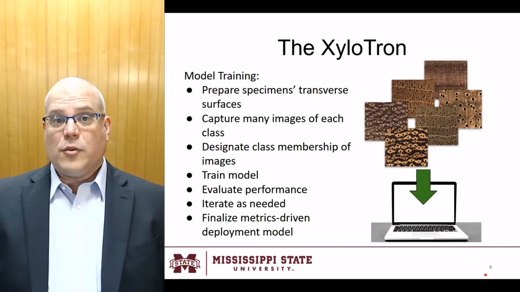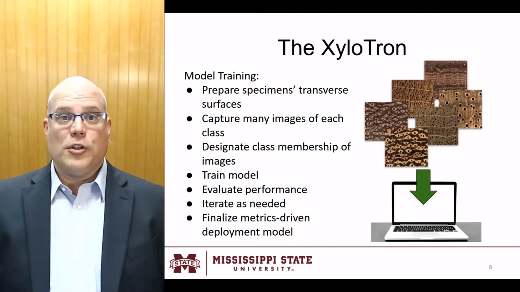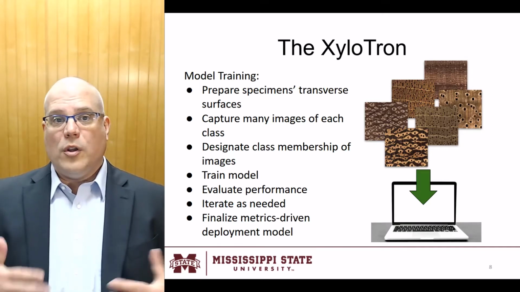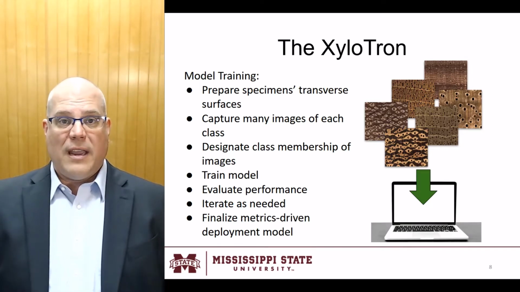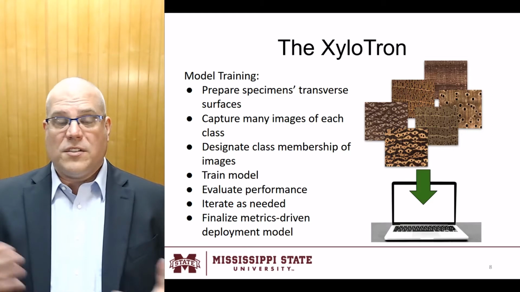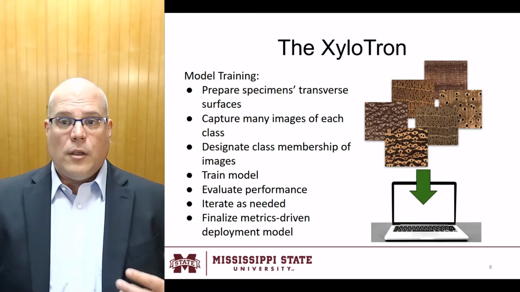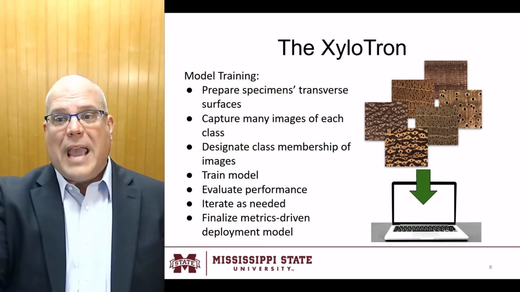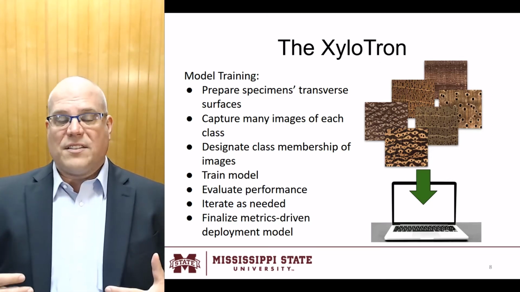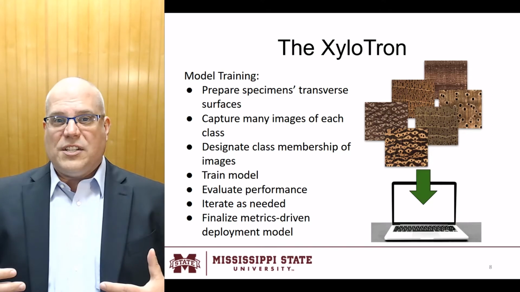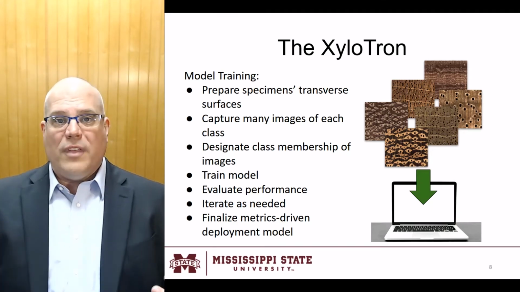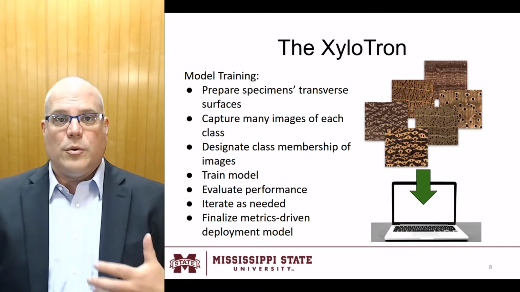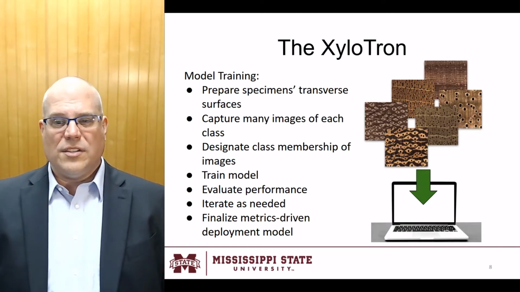How does a XyloTron identify wood? Well, first you have to train it. You start by deciding what kinds of wood you want the XyloTron to be able to identify, and then you gather lots of specimens for each of those types of wood. You prepare the specimen's transverse surface by sanding, and then you capture many images of each class. When I use class in this presentation, I'm referring to a type of wood that you want the XyloTron to identify. Usually this corresponds to a genus, but not necessarily so.